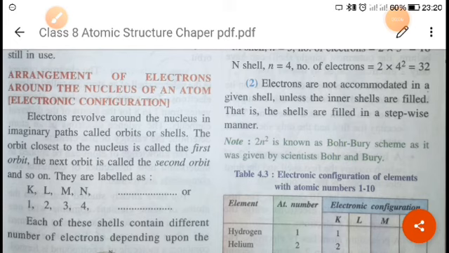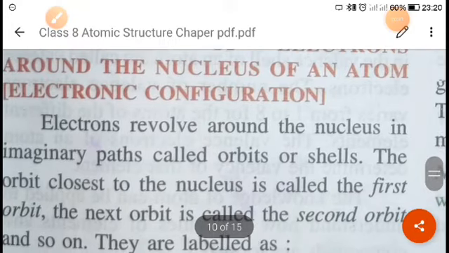So now in this class we will learn about how the arrangement of electrons around the nucleus of an atom takes place, okay? Basically, we will talk about the electronic configuration also, right? So now let's start this.